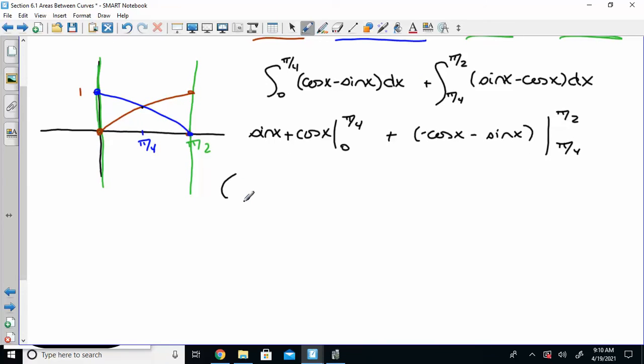Okay, so sine of pi over 4, that's like sine of 45 degrees. That's radical 2 over 2. Cosine of pi over 4 is also radical 2 over 2, minus sine of 0 is 0, sorry, plus cosine of 0 is 1. So that's the first one.